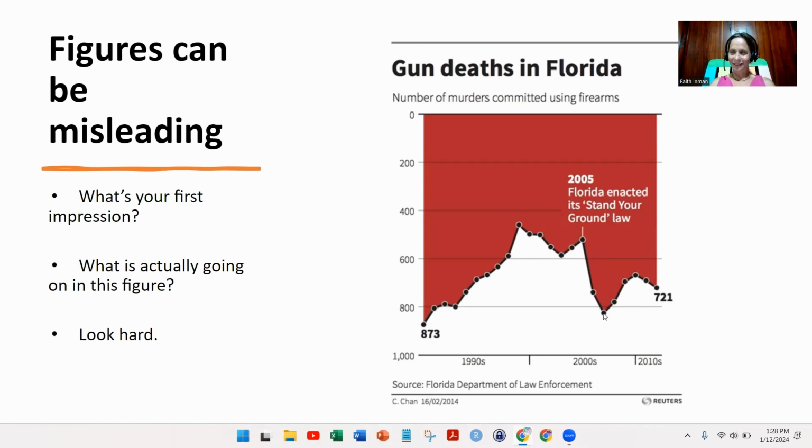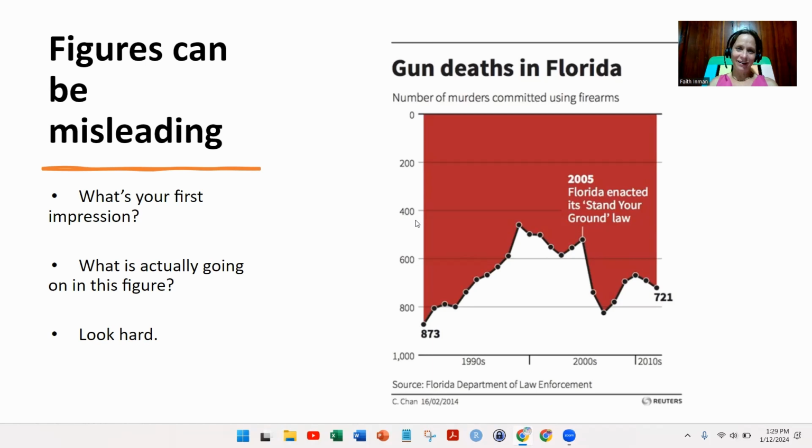But what's actually going on in this figure? This actually took me a while. Kind of embarrassed to say, it took me a while to figure this out. You'll probably see it faster. All right, so the source here is the Florida Department of Law Enforcement. Maybe they like this Stand Your Ground law. They think it's a good thing. And they want to believe, and they want you to believe, that having that law decreased the number of murders committed using firearms.